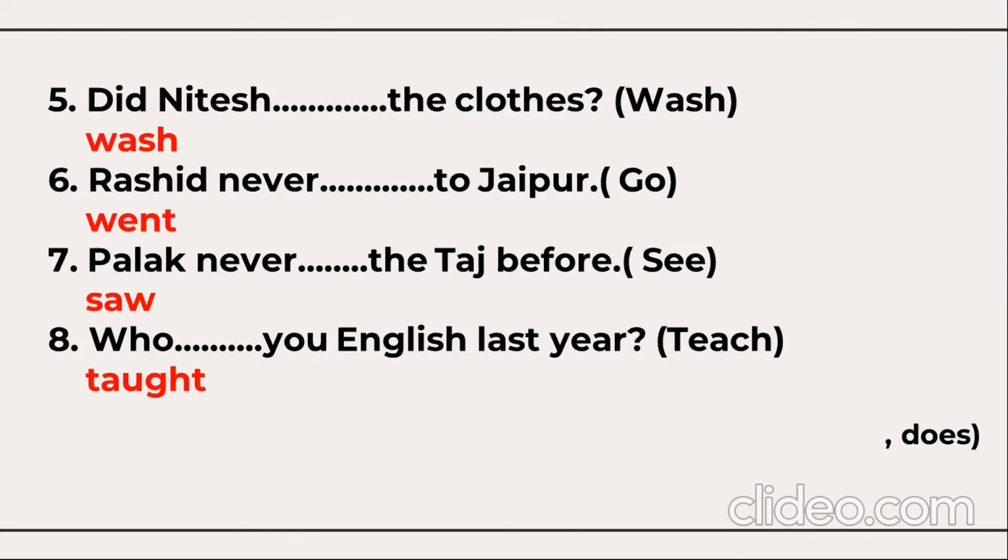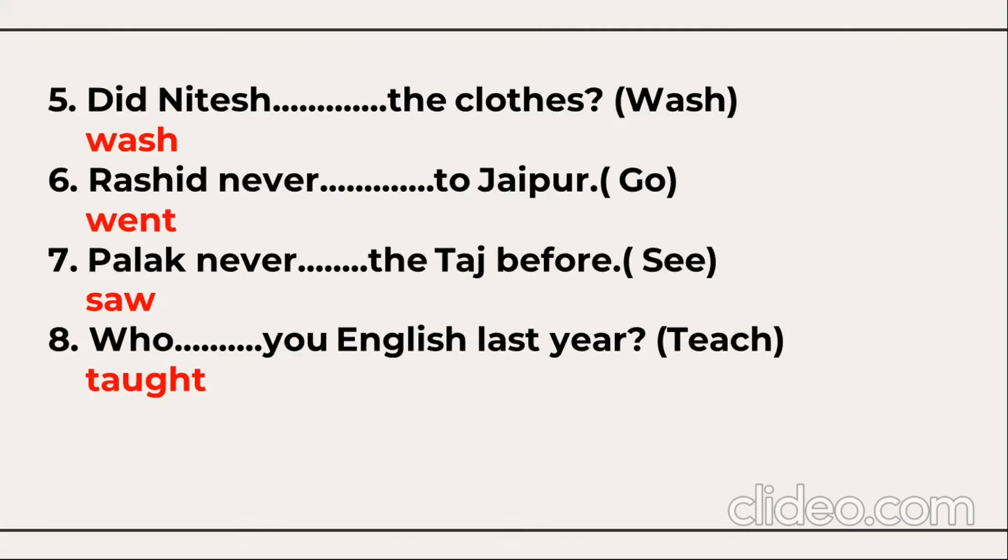Now we are moving to a few more questions. Did Nitesh wash his clothes? See here, we are not saying washed because there's already a past indicator, the helping verb did. Did Nitesh wash the clothes? Rashid never went to Jaipur. Palak never saw the Taj before. Who taught you English last year? So the indicator here is last year. That's about the past tense. So past tense is used to express some habitual action which happened in the past or some sort of action which took a period of time.